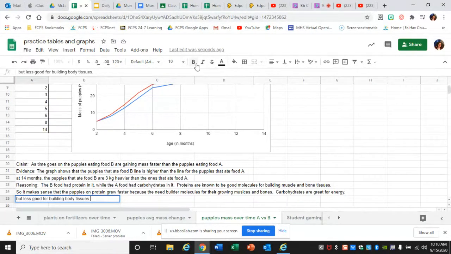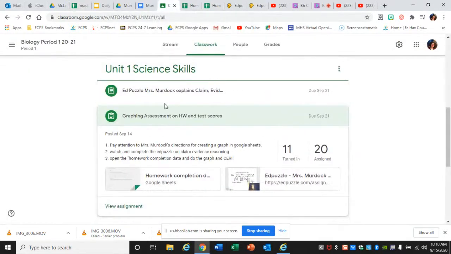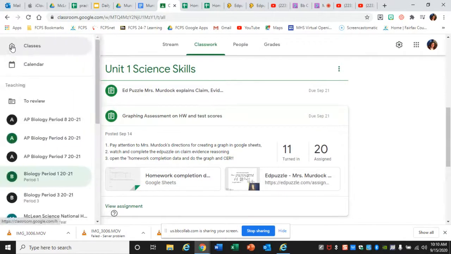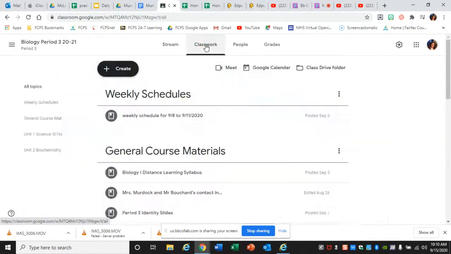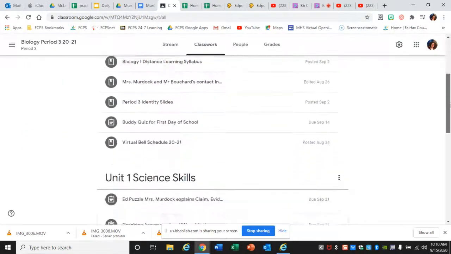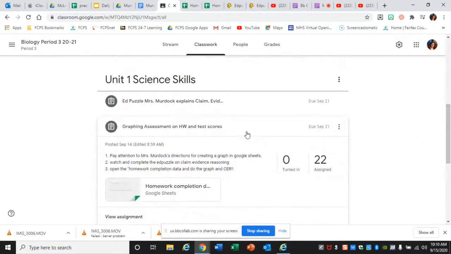Now let me go to classroom. You should be able to follow me here. Okay. Frozen. So, can you see? Yeah, I'm good now. It just glitched for a second. Okay, so I'm in your classwork folder, and you're going to go down here to Unit Science 1 Skills, okay?